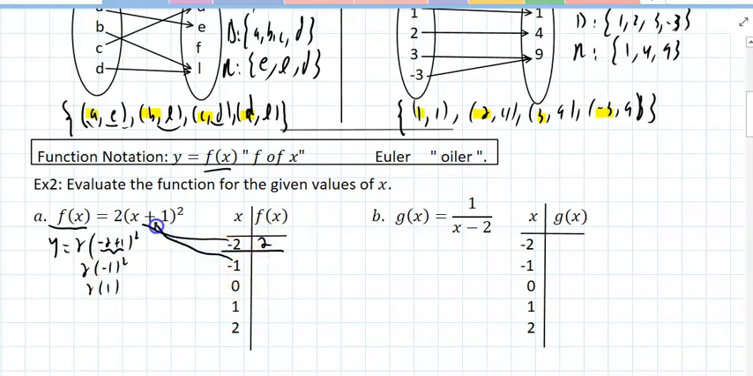If I take negative 1 and I put that in, that is 2 times negative 1 plus 1 squared, that's 2 times 0 squared, that is 0. If I put 0 right there, well, I don't have to write it out, right? 0 plus 1 is 1 squared, that's 1 times 2, that will be a 2. If I put a 1 for x, 1 plus 1 is 2, squared, that's 4. 4 times 2 is 8. And if I put in a 2 in there, 2 plus 1 is 3, squared is 9, 9 times 2 is 18.